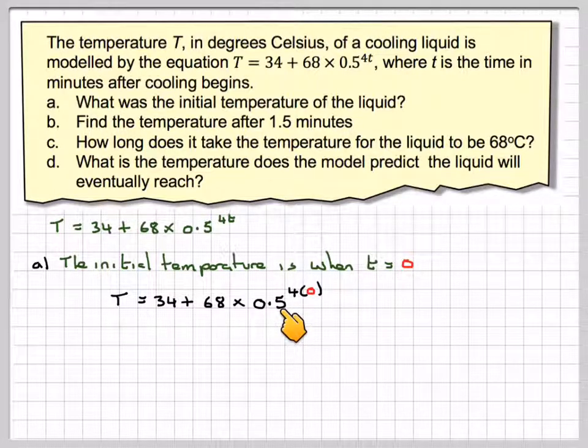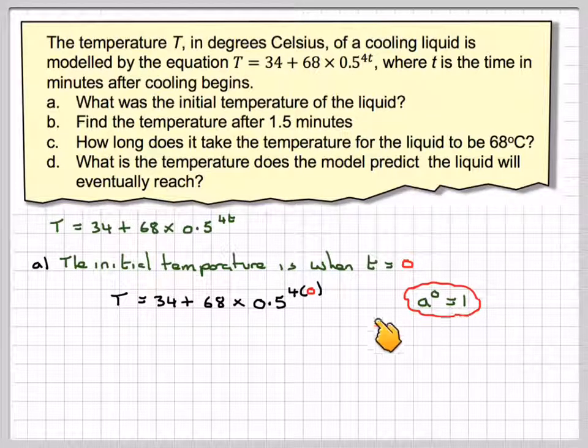Now, this will become 0.5 to the 0, and anything to the power of 0 is 1. So we're just going to have the answer 34 plus 68. So 34 plus 68 is going to give me an answer of 102 degrees C.